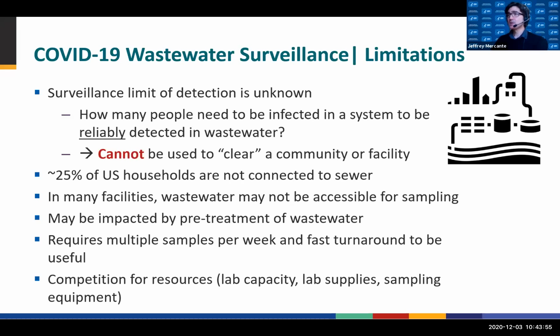And at the system level, operations need to be considered when selecting a utility for surveillance because some systems have pretreatments installed prior to the plant intake for worker safety reasons. And these measures could significantly impact wastewater-based disease surveillance data. Also, to be useful for rapid public health action, wastewater sampling and testing may be required at a high frequency and with a fast turnaround. Finally, there's an additional limitation on the ability to sample and test itself, specifically regarding the intense competition, as you may all know, for resources, including the lab capacity, supplies, and equipment.